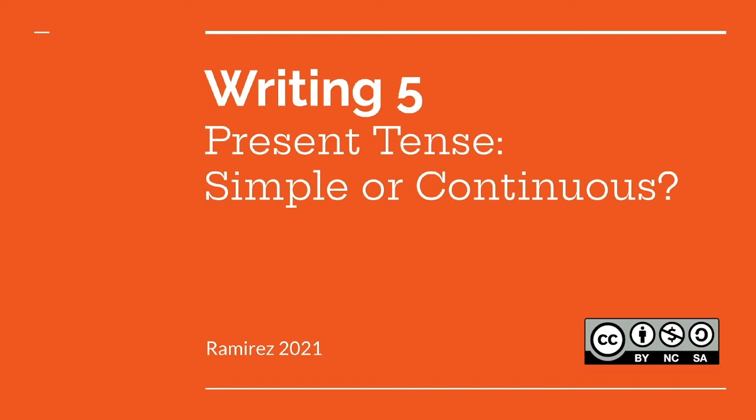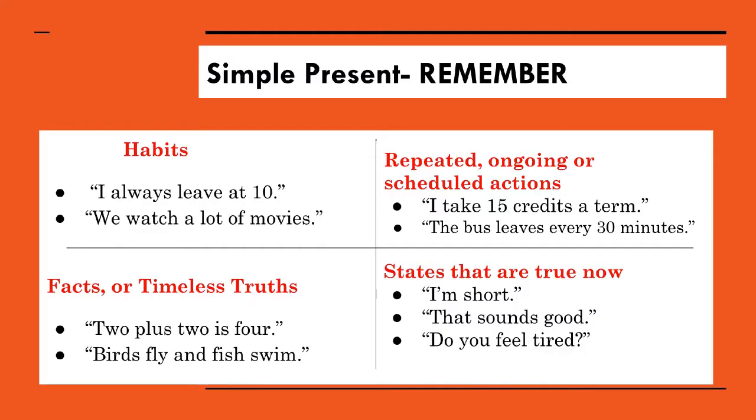In this video, we're going to look at present tense. Should we choose simple present or present continuous? Well, remember the uses of simple present. It's really these four situations. You're telling me about your habit. You're telling me about repeated, ongoing, scheduled actions, not something that you choose to do, but things that happen.